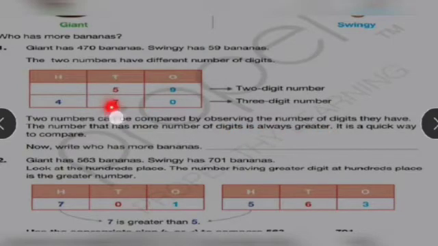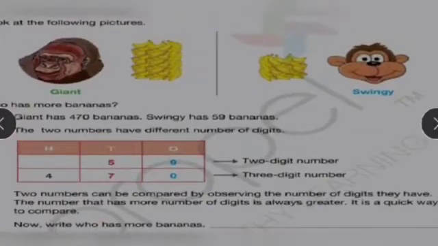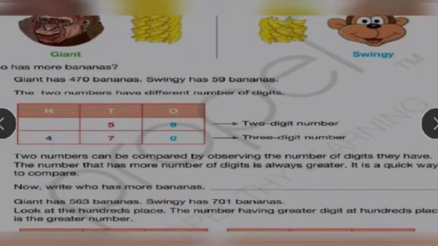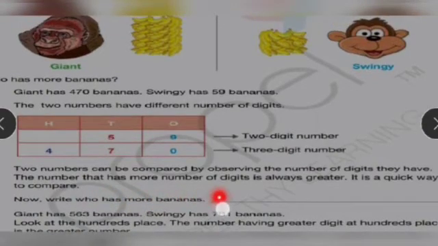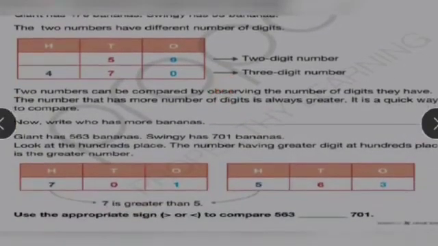Here 470 is a 3-digit number, which means the number of digits is more in 470. That's why it is the greater number. And 59 has only 2 digits. That's why it is the smaller number. It is a quick way to compare the numbers. Now you can easily give the answer to who has more bananas. The giant has more bananas. Now you have to write down who has more bananas. The giant has more bananas.